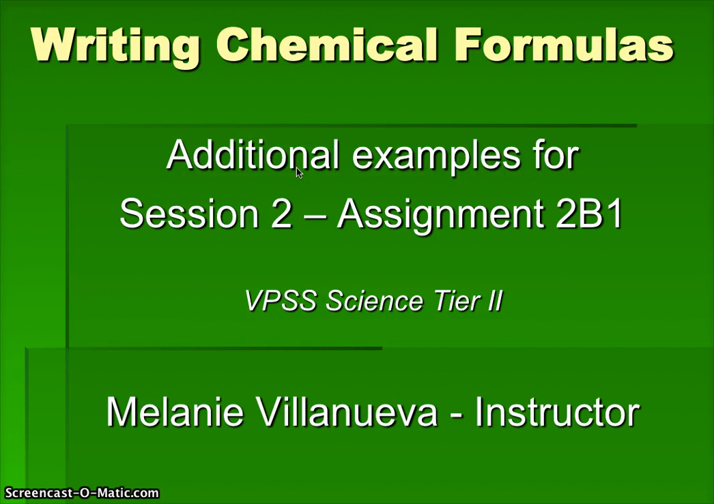Hi everyone. Writing chemical formulas for ionic and covalent compounds is an important skill in the world of chemistry. Scientists, educators, and students all need to make sure that they're communicating effectively and correctly when discussing molecules in either verbal or written form. Being able to correctly write chemical formulas takes time, patience, and practice, and because of this, I thought I would offer some additional practice and explanations in order to help you with assignment 2B1. So let's get started.